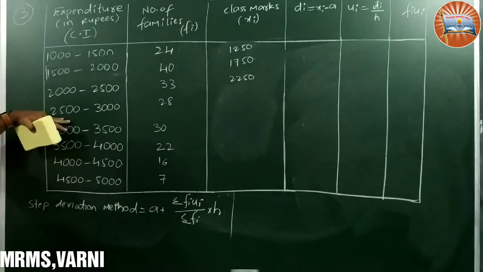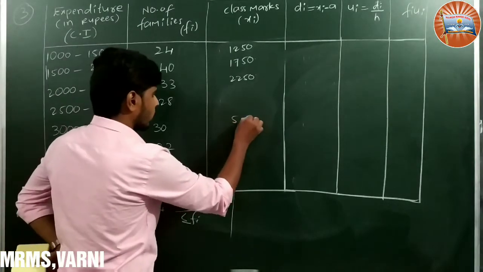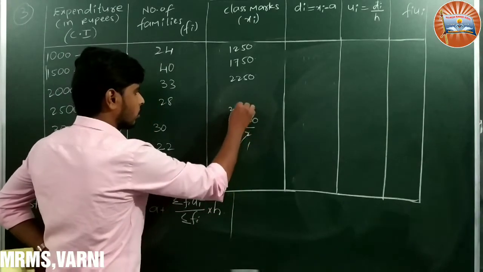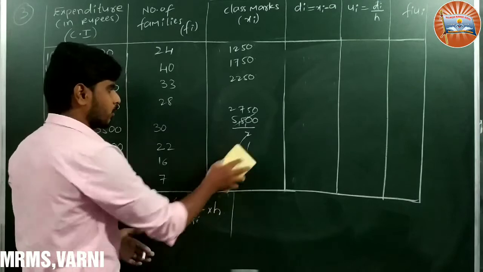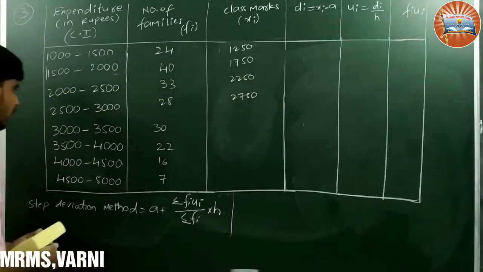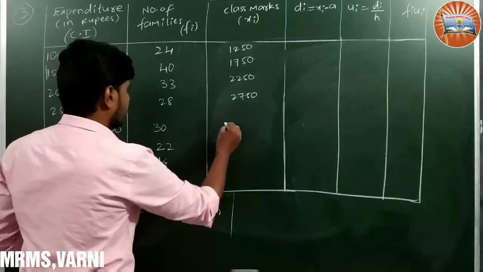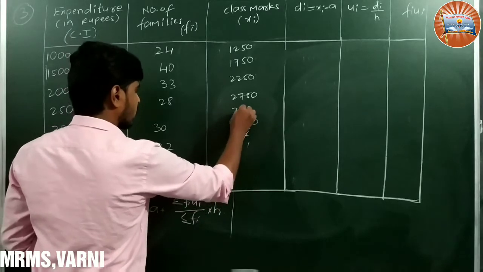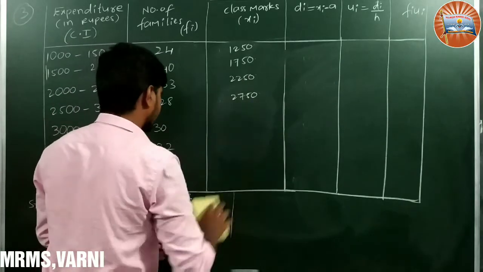Next, 2500 to 3000, nothing but 5500. 5500 by 2. Okay. So 2 ones are 2, 2 twos are 4, 2 sevens are 14, 50. 2750 is the class mark for the fourth class interval. 2750. Next, 3000 plus 3500 by 2, so nothing but 6500 by 2. 3250 is the class mark.